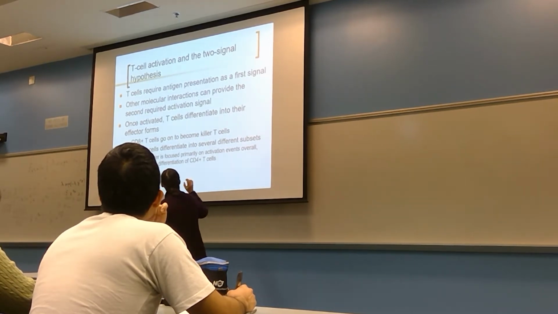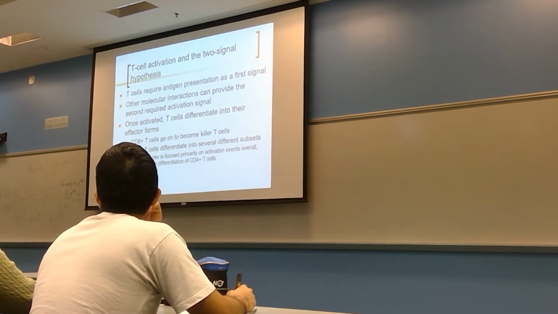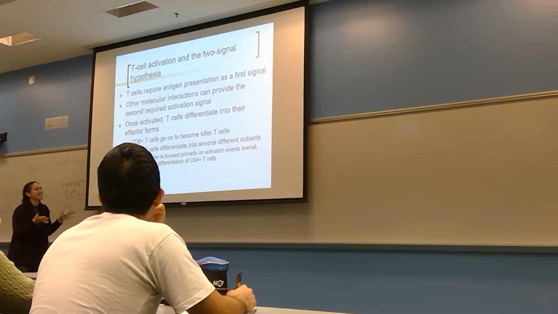I don't have it up here, I'll show you a picture where I have it. And the third is going to be a cytokine signal. This is going to happen for both your T helper cells and your T cytotoxic cells.